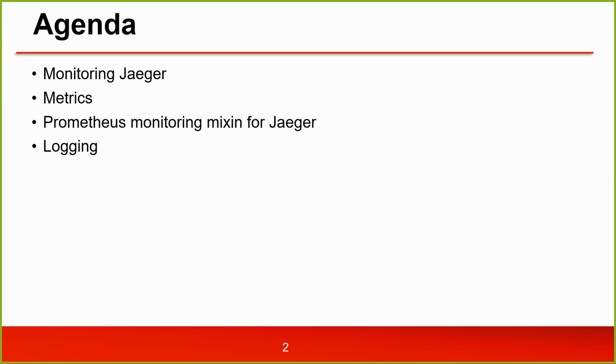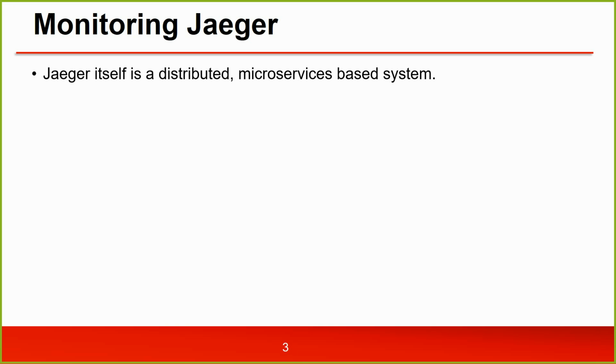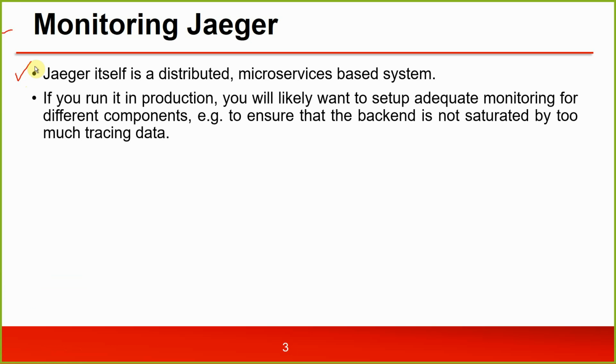Jaeger monitoring, Jaeger metrics, Prometheus monitoring mixin for Jaeger. That's a quick agenda, not more than a 10 minute topic, and logging and traces. Monitoring Jaeger. Jaeger itself is a distributed microservices based system. If you run it in production, you will likely want to set up adequate monitoring for different components, for example, to ensure that the backend is not saturated by too much tracing data.